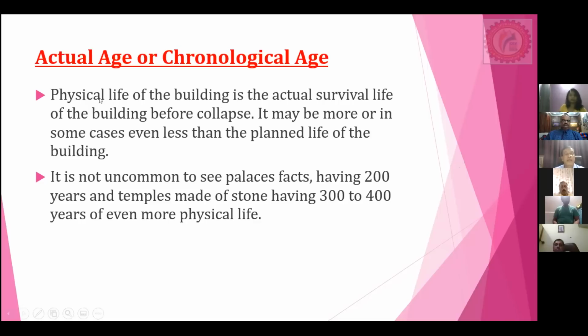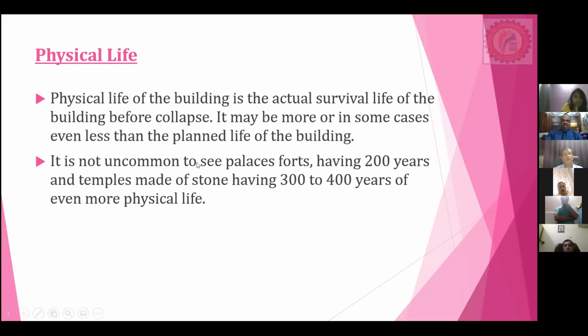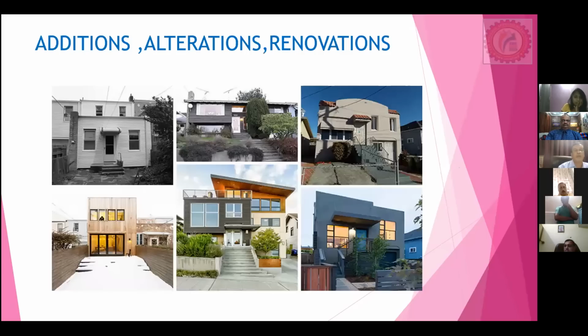Physical life means till it collapses. How can we say that it is going to collapse at the age of 40 or 50 or 70 or 80? Only a structural engineer will give the idea. So the physical life will be decided by the structural engineers. These are the few things about the physical life and also economic life.